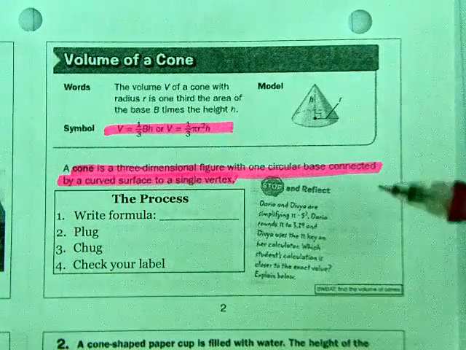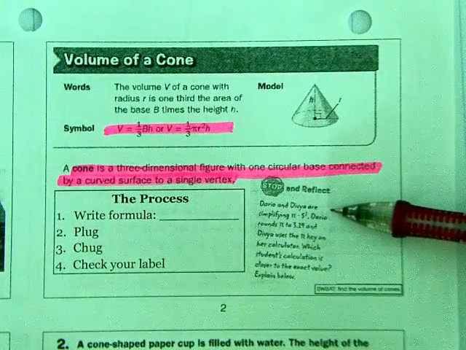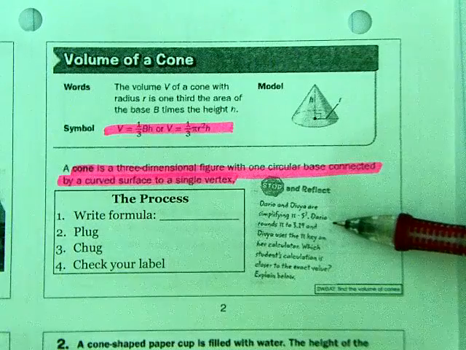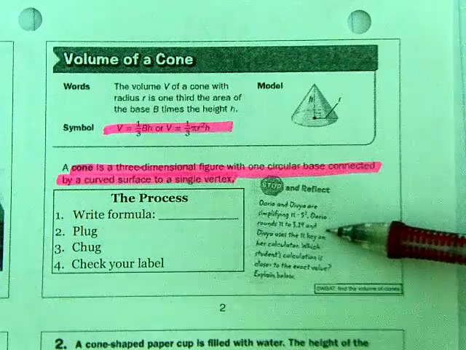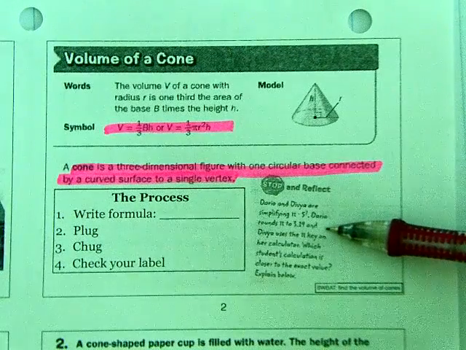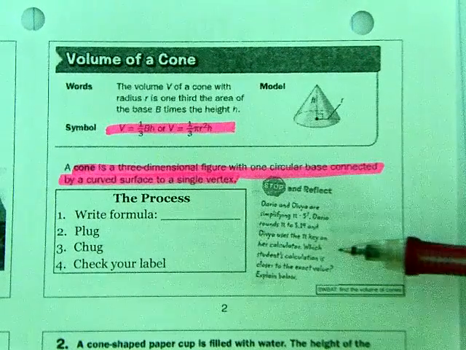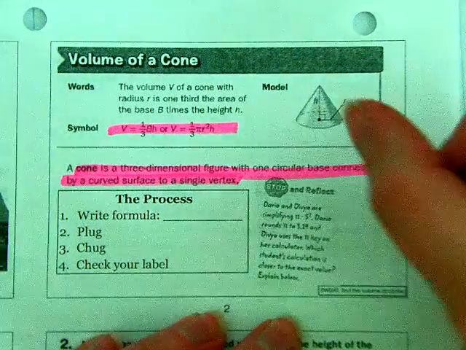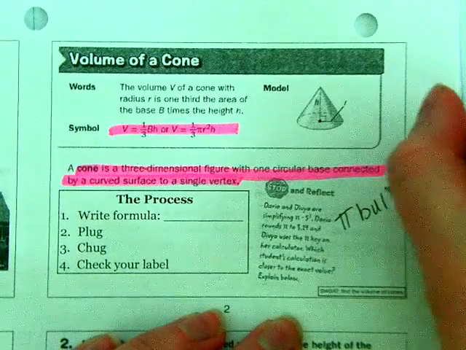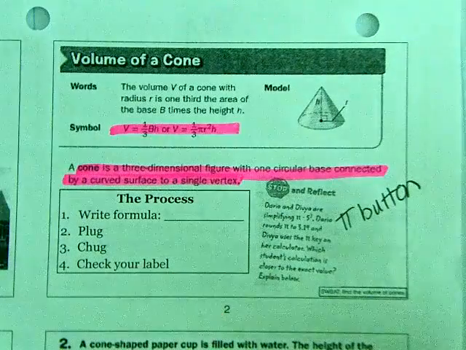So if we look at this little stop and reflect, it says these two people are simplifying pi times r squared. One student rounds pi to 3.14, and the other uses the pi key on a calculator. Which student calculation is more exact? It would be whoever uses the pi button, because rounding is rounding. It's not exact.